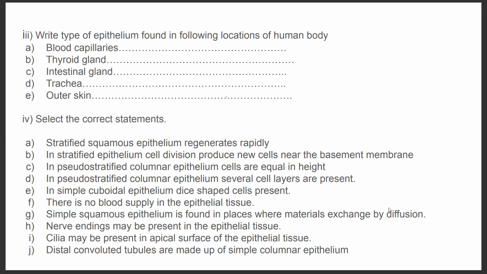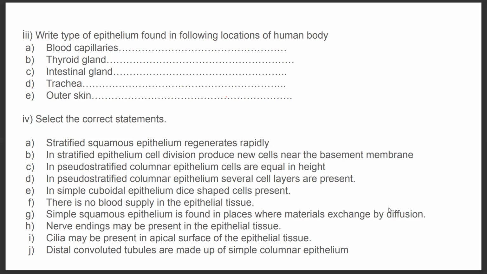In pseudostratified columnar epithelium, cells are equal in height. No. Pseudostratified columnar epithelium has only a single cell layer, but the cells are different in height, not equal in height, and the nuclei are at different levels. That's why they look like several layers, even though there is only a single cell layer on the basement membrane. That is incorrect. Then D, in pseudostratified columnar epithelium, several cell layers are present. No, there is only a single cell layer.